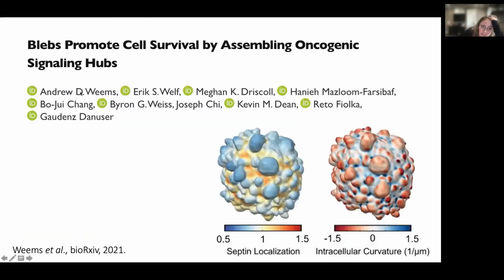Andrew Weems was actually a grad student in the cell biology department at Colorado and is now a postdoc in Gowden's lab. He really followed through and found that septins, which are curvature sensitive proteins, localize to the base of blebs, which in turn upregulate survival signaling. If you've ever done cell culture, you know that cells tend to bleb when you detach them from a surface. The thought is that they are unhappy. Here they are using morphological change, the structure itself, to control their own survival.